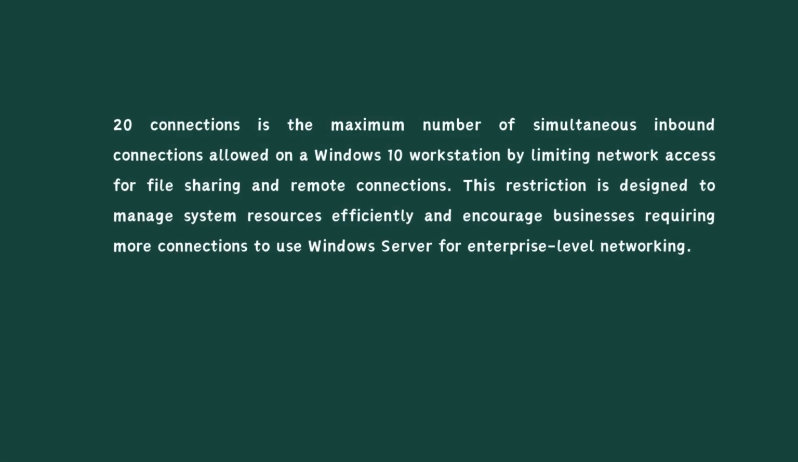20 connections is the maximum number of simultaneous inbound connections allowed on a Windows 10 workstation by limiting network access for file sharing and remote connections. This restriction is designed to manage system resources efficiently and encourage businesses requiring more connections to use Windows Server for enterprise-level networking.